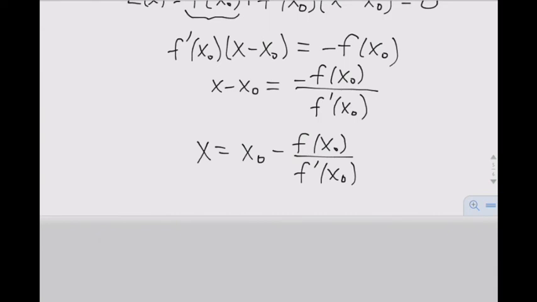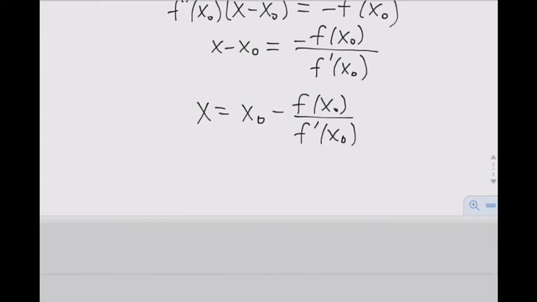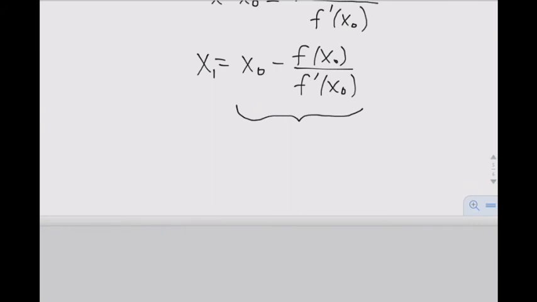Okay, so in this case, what this says is if you give me an initial guess, I can plug my initial guess into this side, and it will give me what I'm going to call my x sub 1. Okay, and then if I want to do it again, I simply repeat it. My x sub 1 becomes my x sub 0, and the whole process continues.